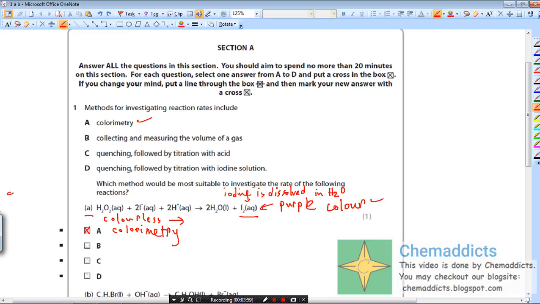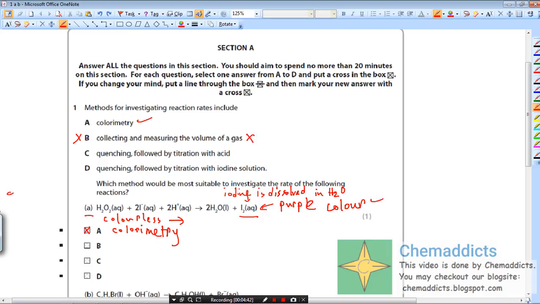Since there is no gas involved over here, collecting and measuring the volume of gas in this reaction is worthless. So option B is not suitable for this particular reaction, since gas is not involved here. Gas is not a reactant or product of this reaction, so we can't use this method to investigate rate.